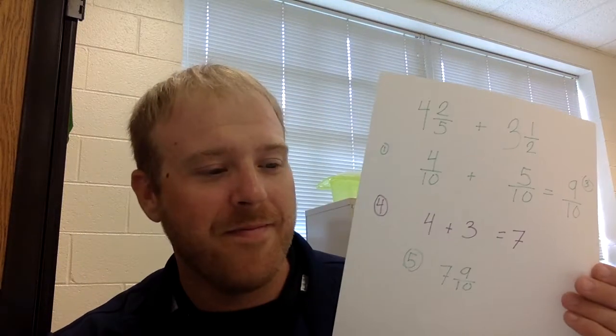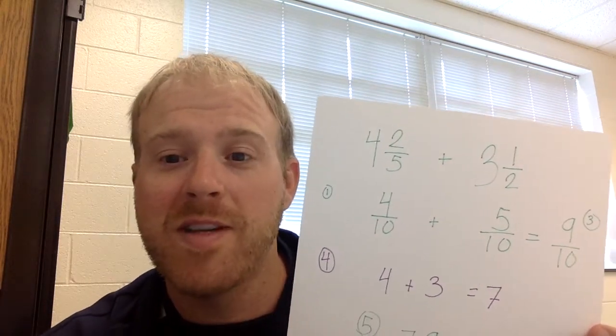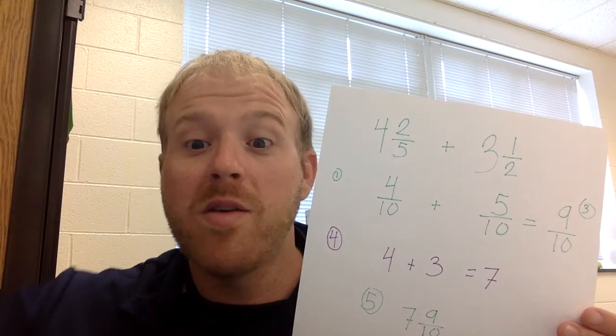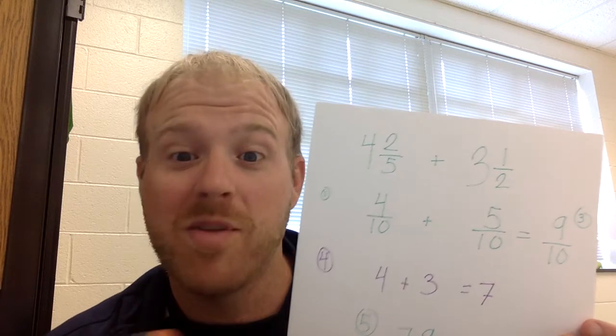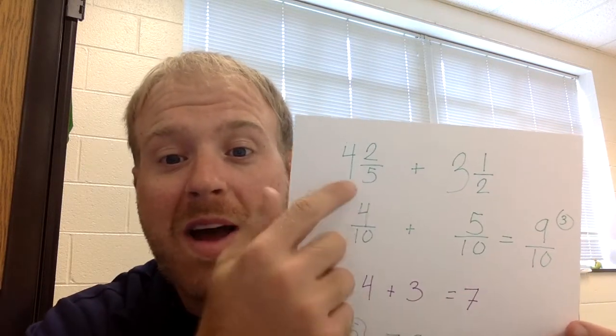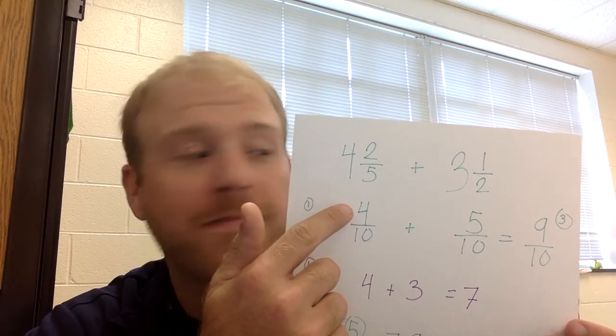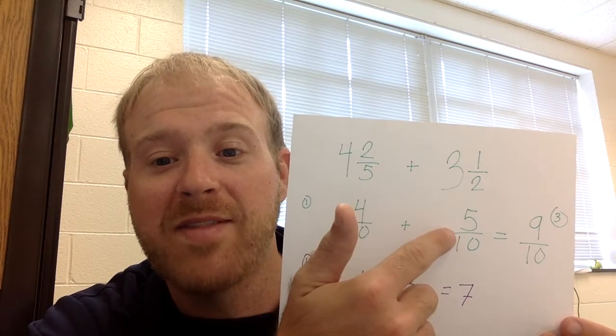So let's look at this first one together. So the first one is 4 2/5 plus 3 1/2. So let's look at it. Alright, so I got 4 2/5 plus 3 1/2. So the least common denominator, or LCD, is 10 between 2 and 5. So I turn my 2/5 into 4/10 and my 1/2 into 5/10.